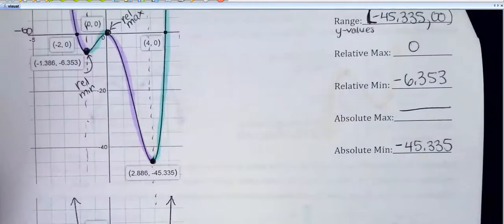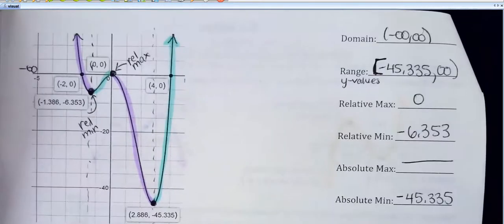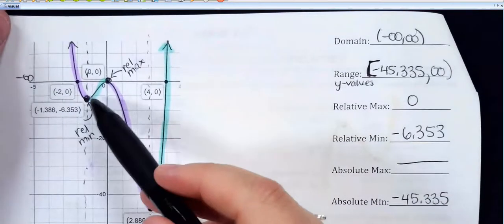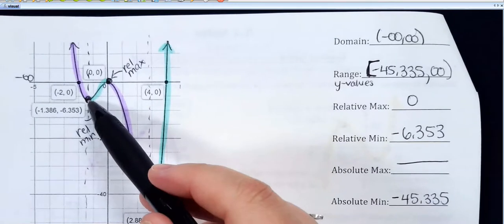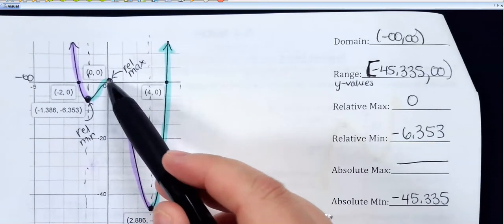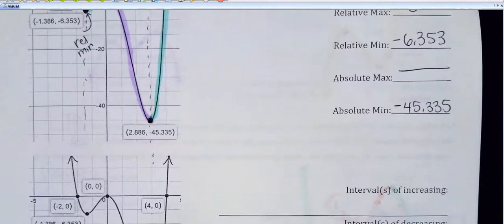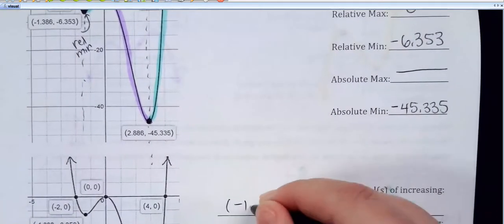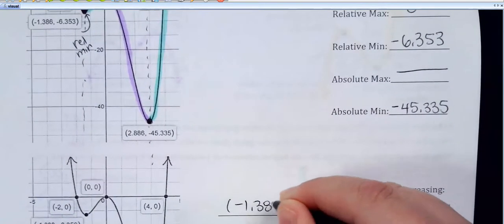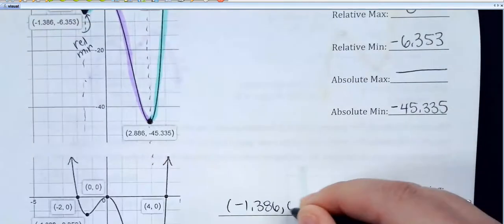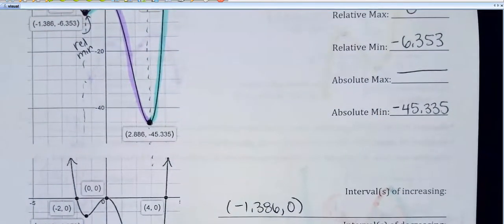Okay, now if you look back at the graph, the next little piece is increasing. So starting at that same value, negative 1.386, I am increasing until I get to the origin right there, which has an x value of 0. So I'm going to put that on the increasing line here. So negative 1.386, and until I get to 0. And I'm going to pull this back down so you can see.